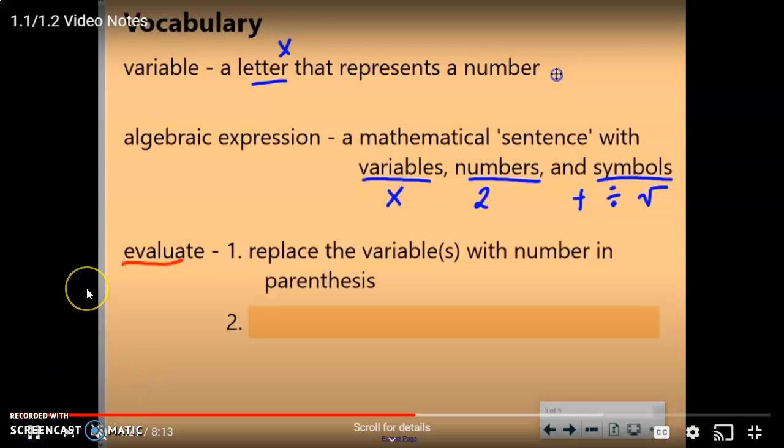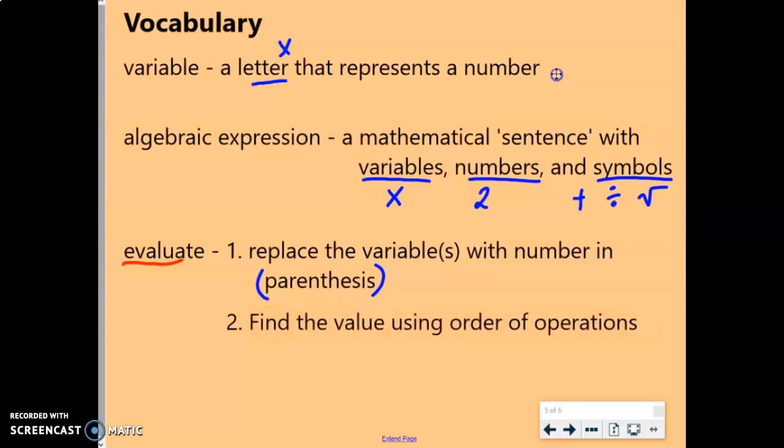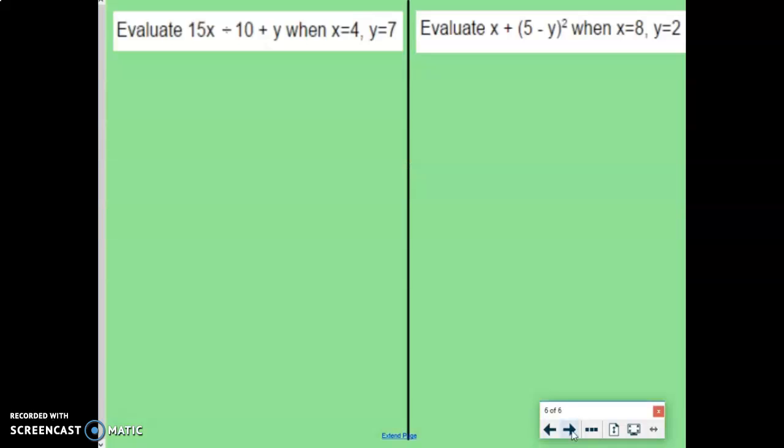So after we replace or substitute those variables with the numbers in parentheses, step 2 is going to be use PEMDAS or PERMDAS, or the order of operations, to solve that problem. That's why we started with the order of operations at the beginning of this lesson, right? So here's a few examples of that.